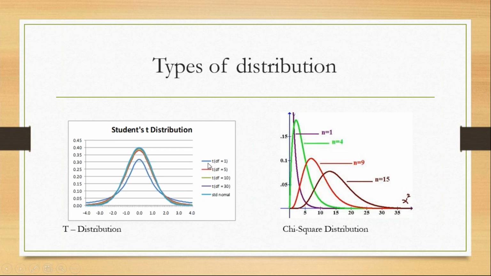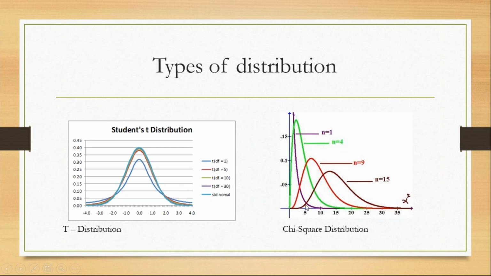So see, at degree of freedom 1, it is more like a bulge, or a bit down. And as I keep on increasing till I get my normal distribution, it is much steeper compared to the previous values.